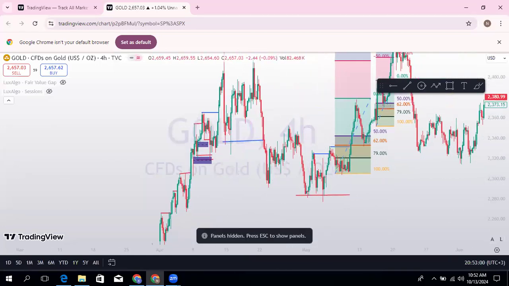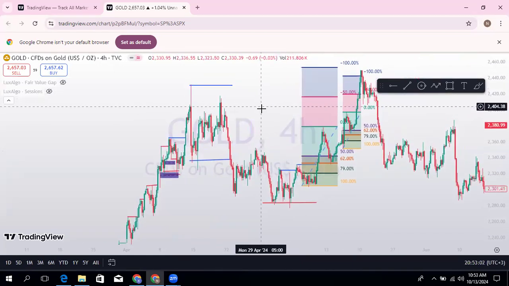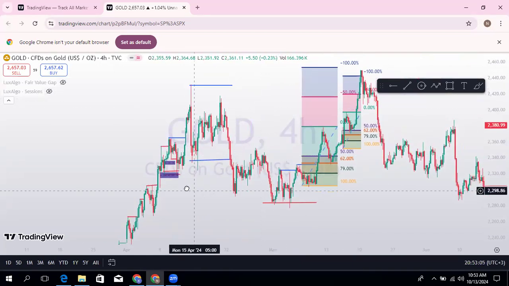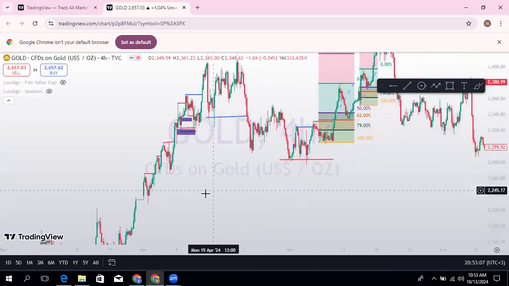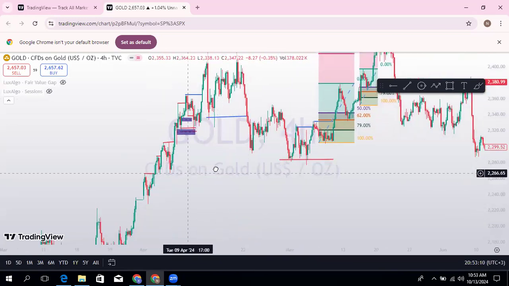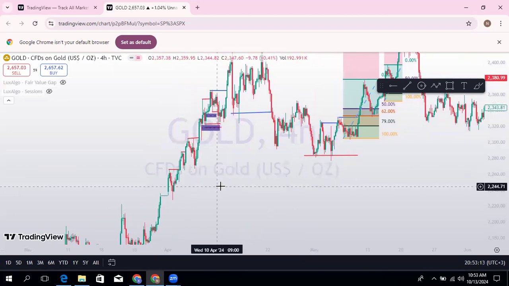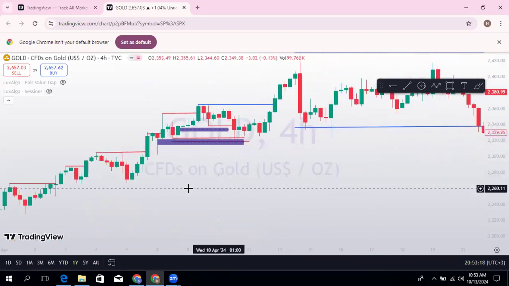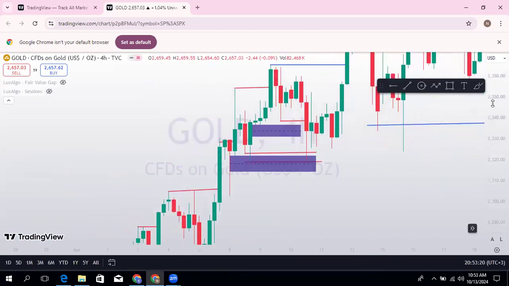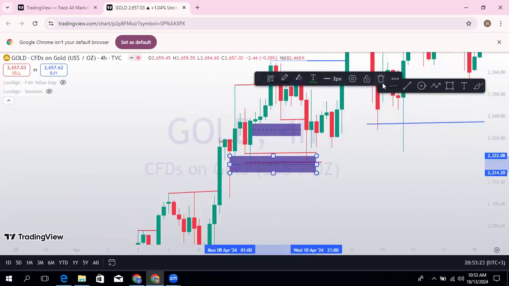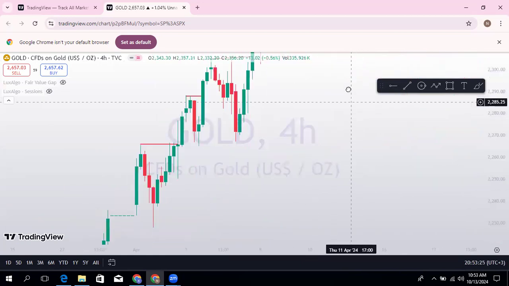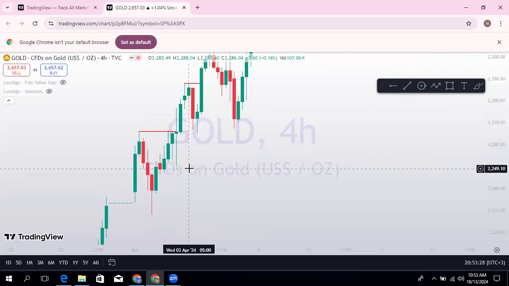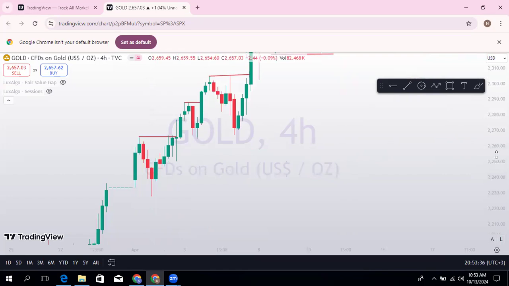Now we have to see this. Let's check on this one. At this point, the price is going up and we are seeing that the break of structure has happened. We have seen the break of structure at this point, meaning that the price will still continue with the trend.